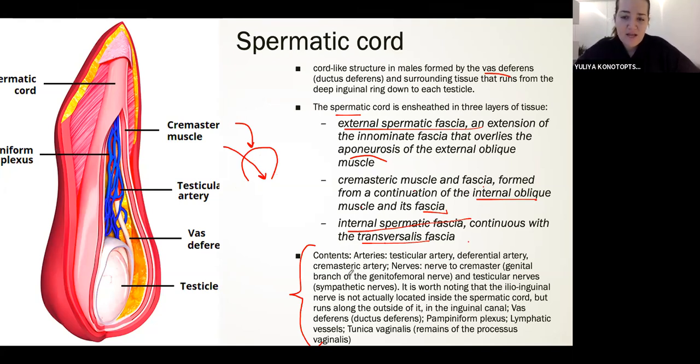What can you find inside of the spermatic cord? You can read it all here. Okay, so in anatomy, you will also learn it. But basically, the most important thing for us is of course, the vas deferens.